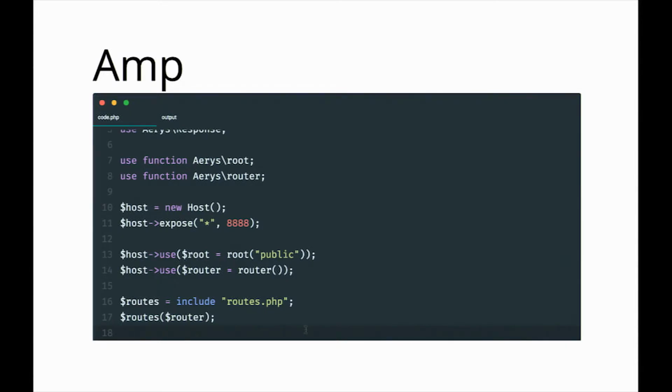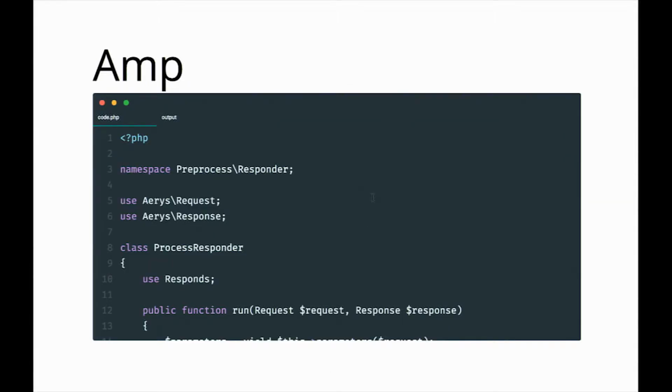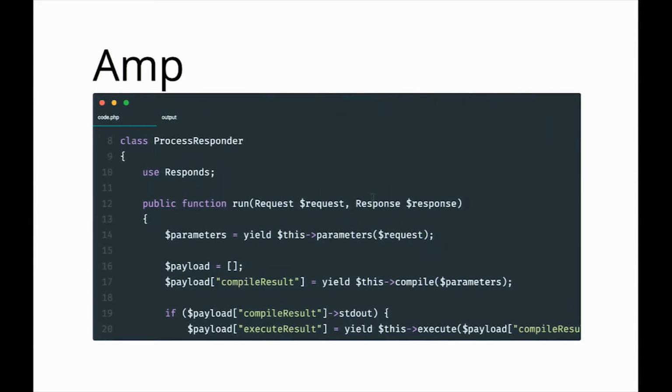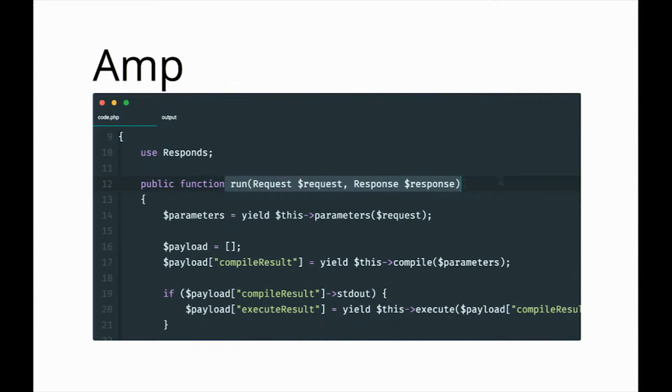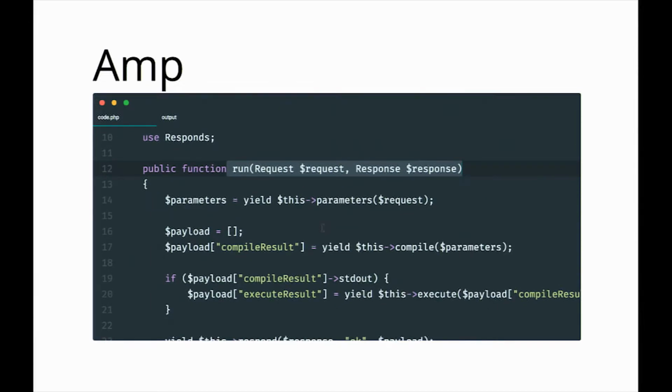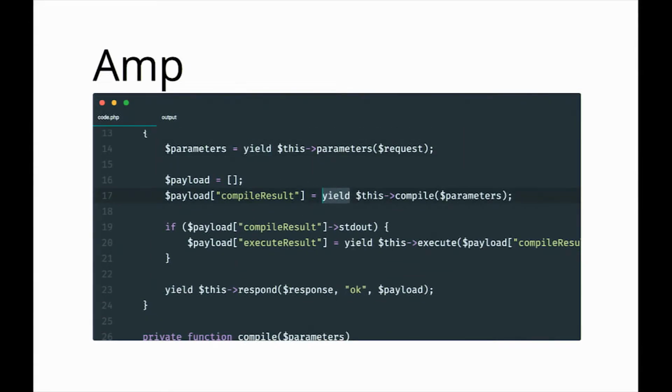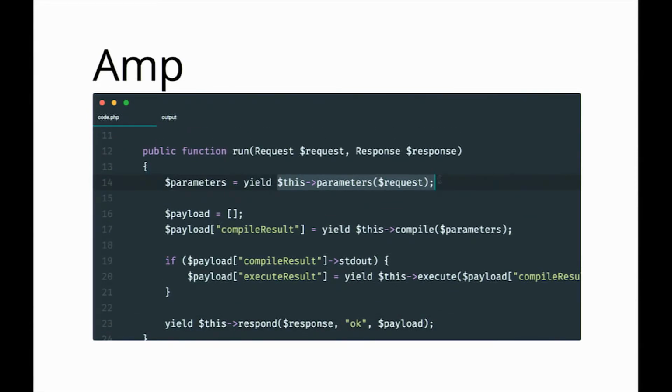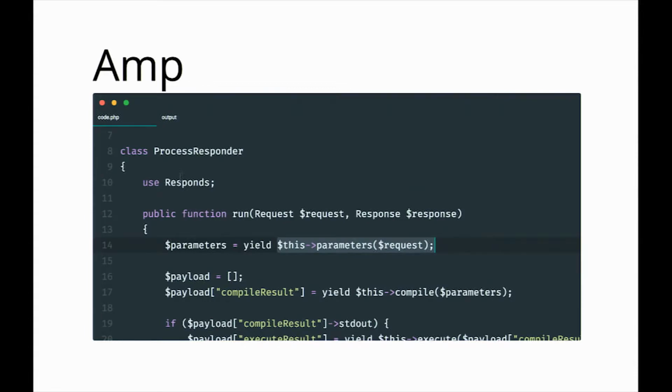And the entirety of the code base of preprocess.io uses non-blocking code and yields. So here's an example of one of the endpoints that respond to a request. I have this run function that I add in the routes file, and I've got many instances of yield. Let's look at this piece of code, for instance. This is a function defined in this trait. And what it does is the equivalent of $_POST, fetches post values.